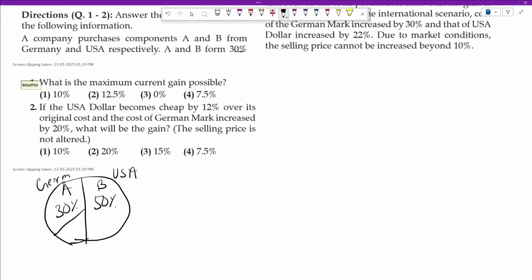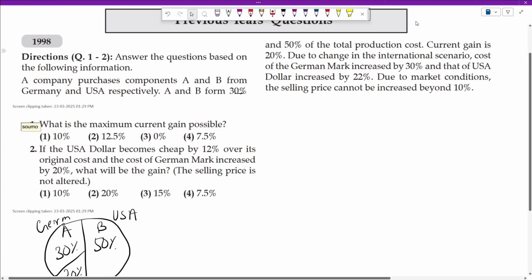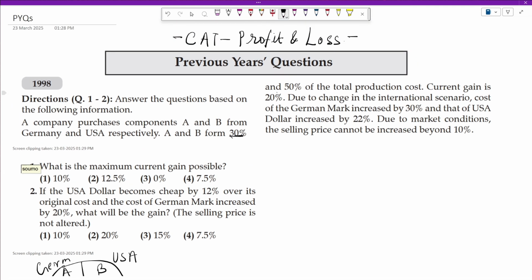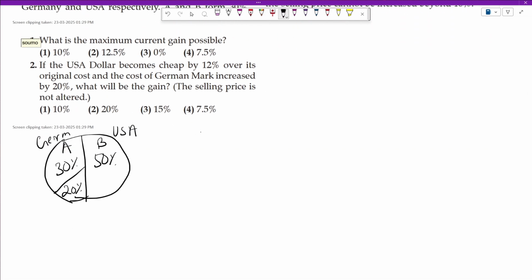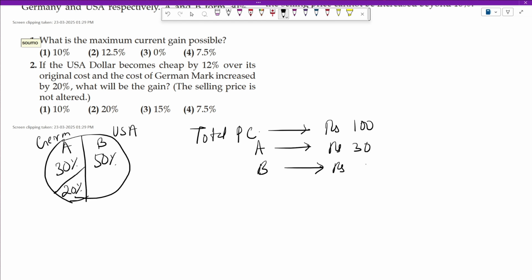Now this is the total production cost. I'm just trying to infer it like this. But there will be a component 20% also, because we are only talking about 30 and 50. So that adds up to 80% of the total production cost. What about the rest of the 20%? So you have to take that also into consideration, right? If I assume that the total production cost is rupees 100, then how much will A comprise of? A will comprise of 30% of 100, that is 30 rupees. B will comprise of rupees 50 and C will be comprising of rupees 20.